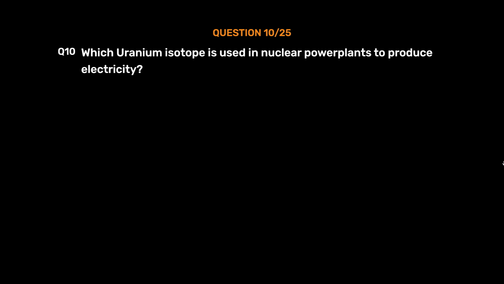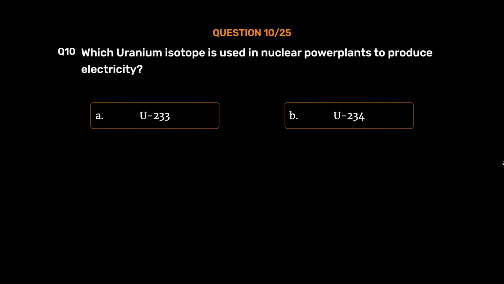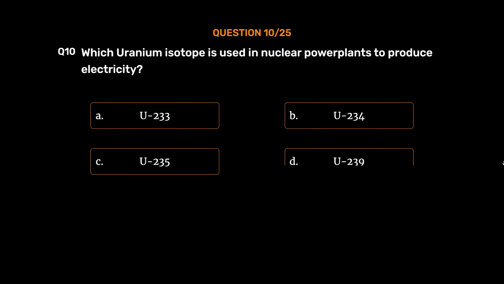Question number 10. Which uranium isotope is used in nuclear power plants to produce electricity? Option A. U-233. Option B. U-234. Option C. U-235. Option D. U-239. The correct answer is Option C.